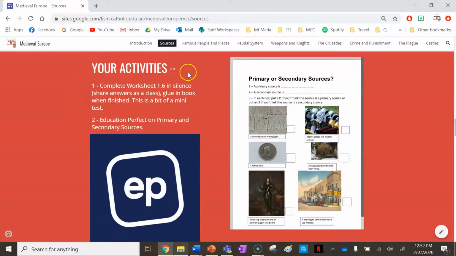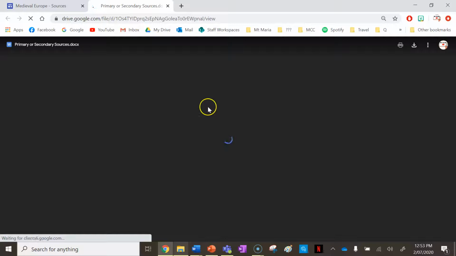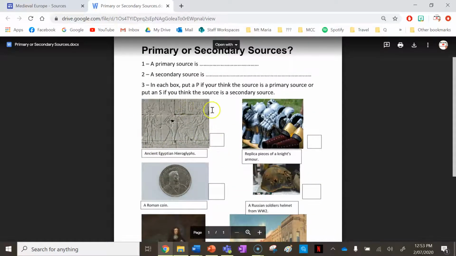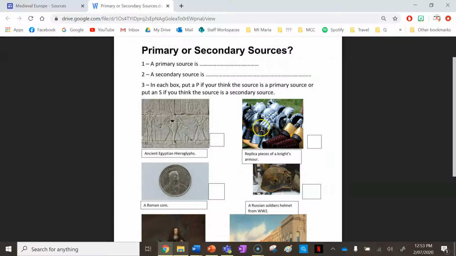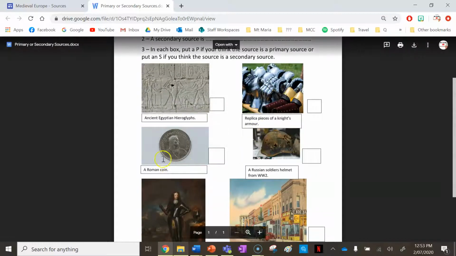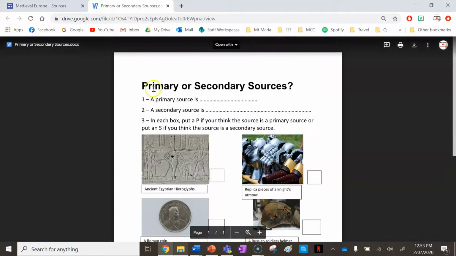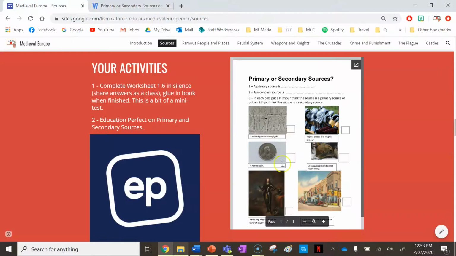Now, your activities for this lesson. There's a worksheet here, and if you click on this little pop-out button, it'll bring you the whole worksheet. What you need to do is look at the source and say whether it is primary or secondary by putting a P or an S in the box. We've got ancient Egyptian hieroglyphs, replica pieces of a knight's armor, a Roman coin, a Russian helmet from World War II, a painting of William III before he went into battle, and a drawing of 1940s downtown Los Angeles. And again, say what a primary and secondary source is.